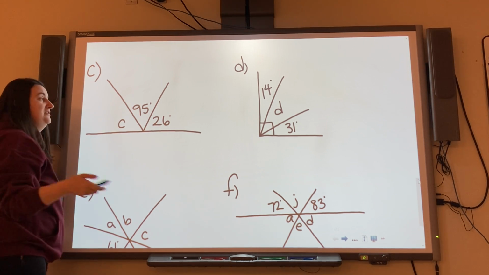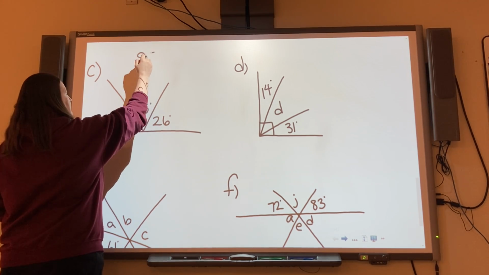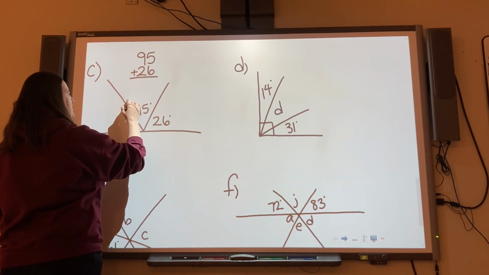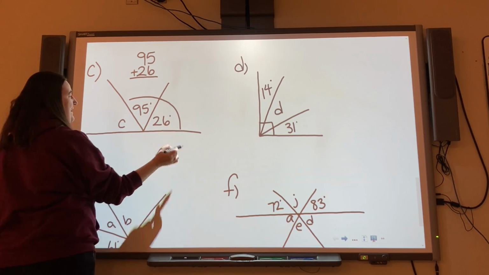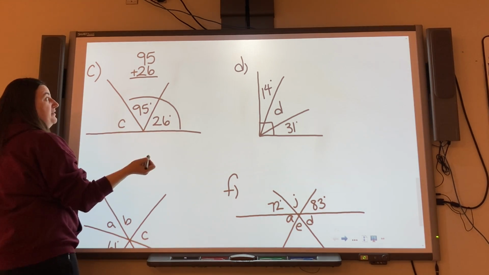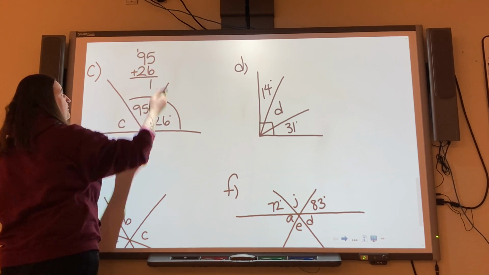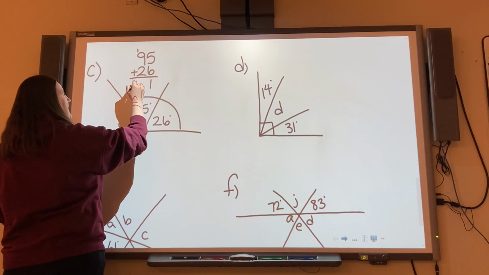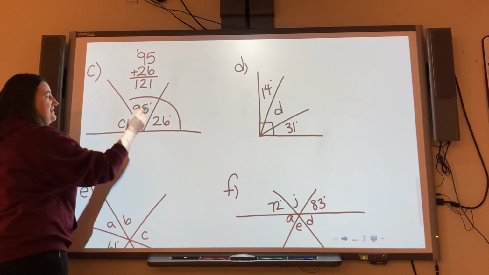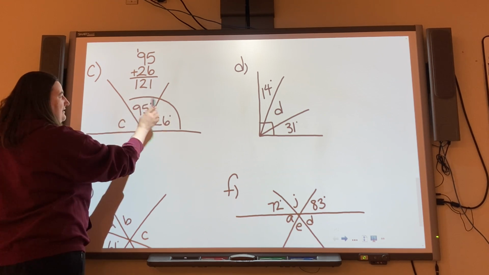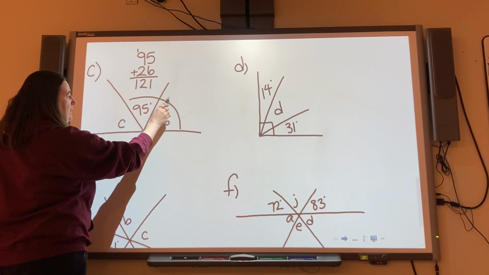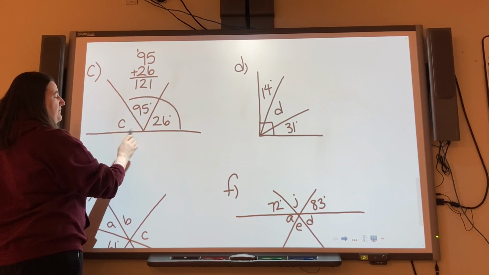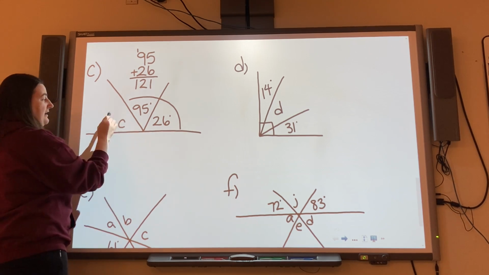So 2 calculations here. First, I take my 95 and I add it with my 26. So I figure out how much this angle is altogether. So 5 plus 6 is 11, carry 1. 9 plus 2 is also 11, plus the one that I carried is 12. So that means that these 2 angles together make 121. So this whole angle here is 121 degrees. So if I take that 121 away from 180, I'll get my missing angle.